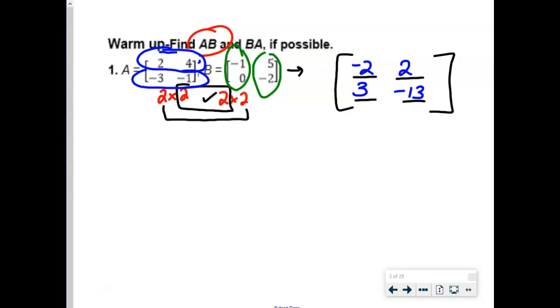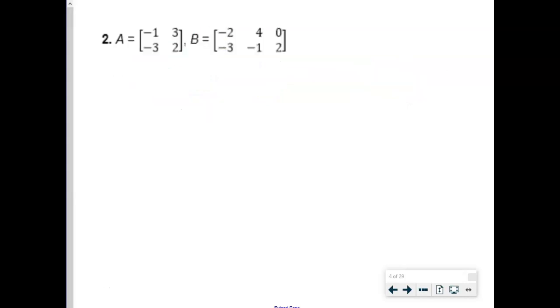Now, if they asked me to multiply B times A, you could do it, because it'll still be a 2 by 2. It's going to be a completely different matrix. So for the sake of time, I'm just not going to do that if you guys don't mind. Move along.